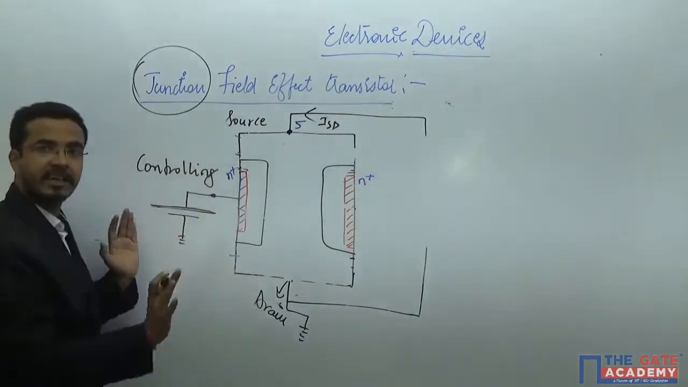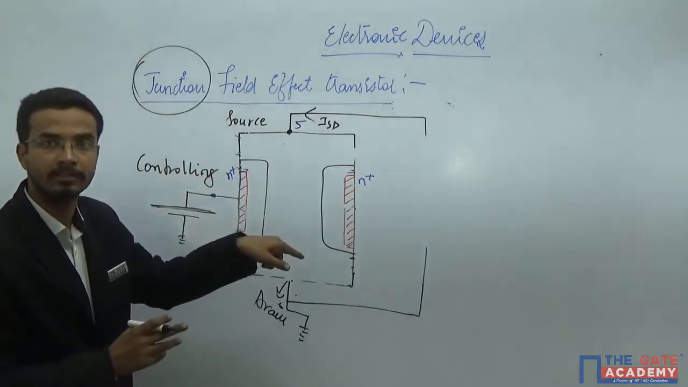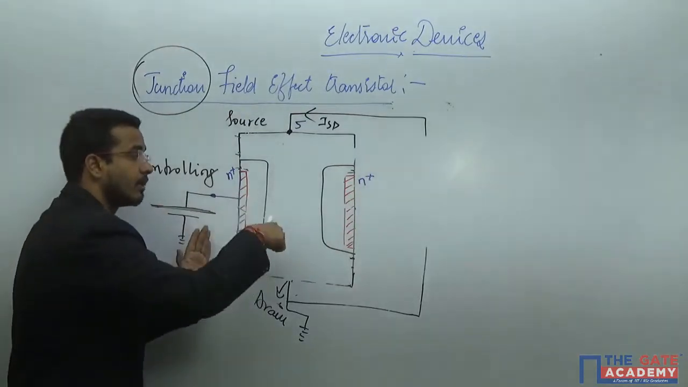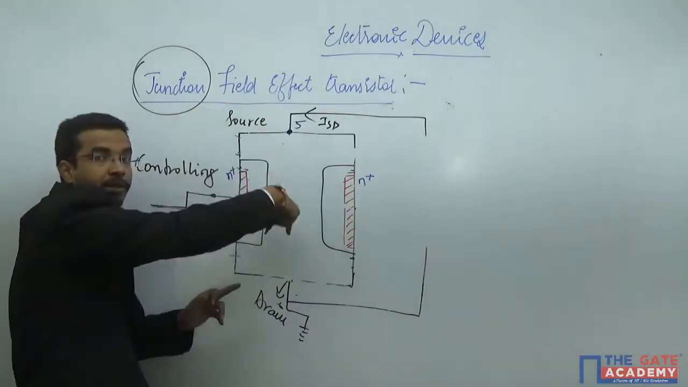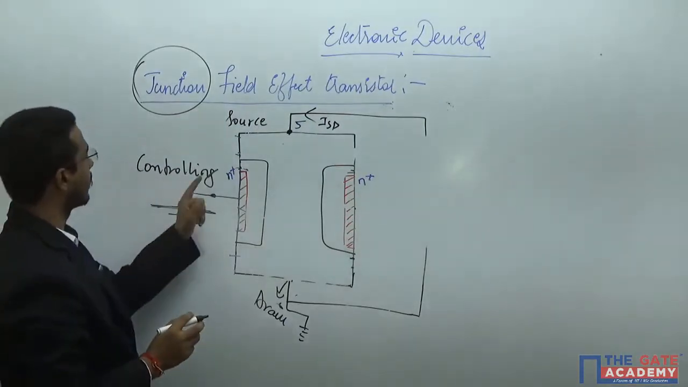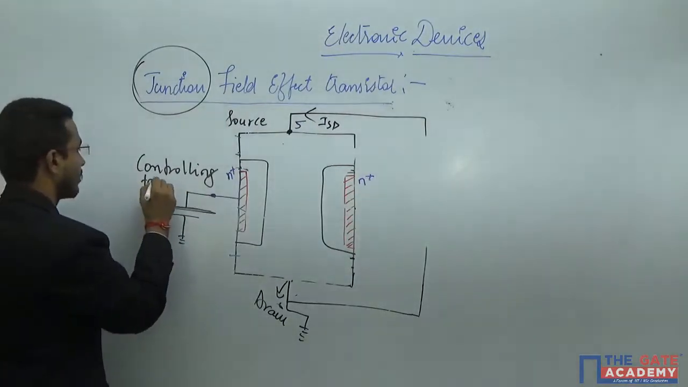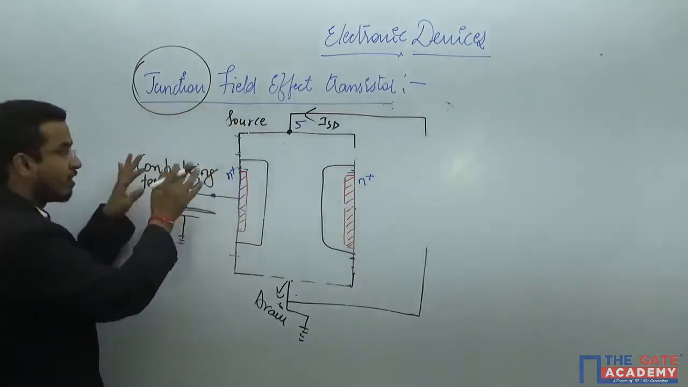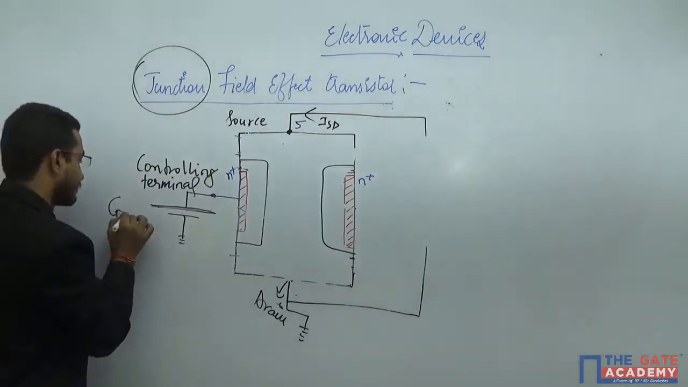Because it is not providing the current, but it can control the current. It will not be responsible for the conduction from here to here, but it can control the conduction from here to here. That means the controlling terminal, and more famous name of this is gate.